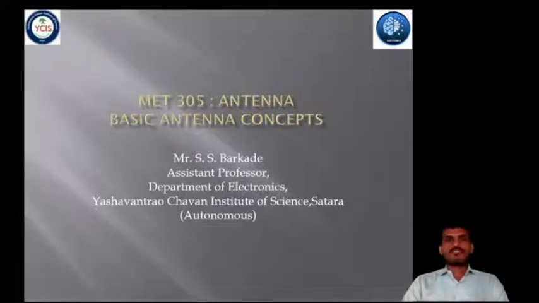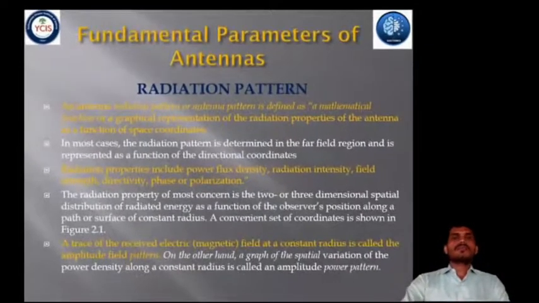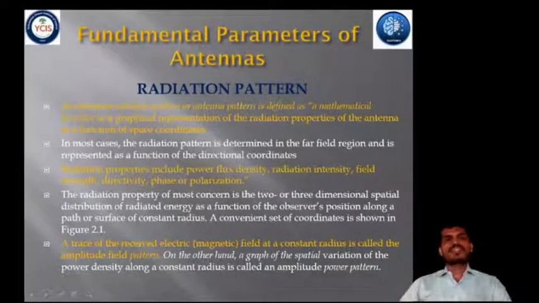So let us go to the concept directly. The first point is the fundamental parameters of antenna, in which especially radiation patterns. Now what is the definition of antenna? It was discussed in the last two lectures. An antenna is a metallic device specially used to radiate or receive electromagnetic signal. Now, in which pattern is the electromagnetic signal radiated from the antenna to free space? What is the exact pattern?